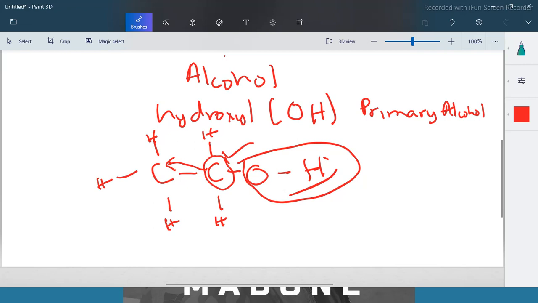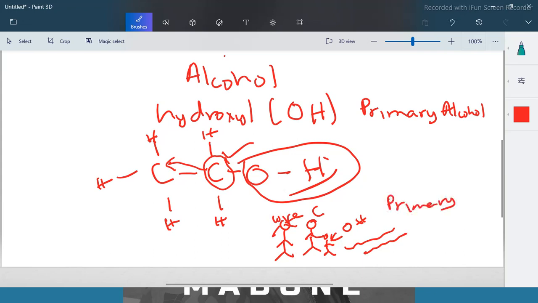Let's think about it this way. I'm going to try and make an example. We have someone who's holding a baby and they are crossing the road, right? This baby is the OH, the hydroxyl group. And now this is the carbon. If this older person is also holding hands with his wife, one wife, this is what we call a primary alcohol. I hope it makes sense, guys.